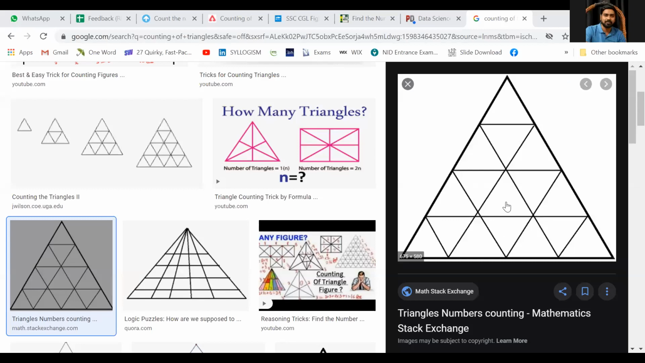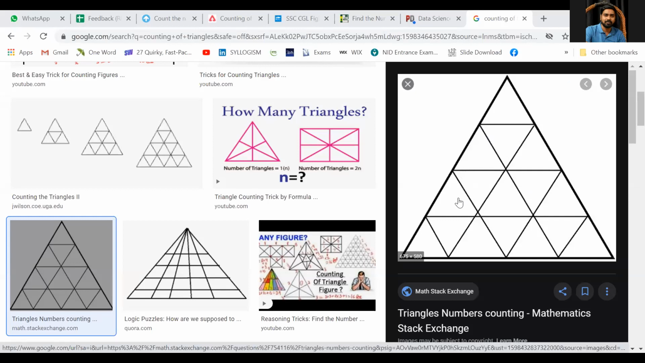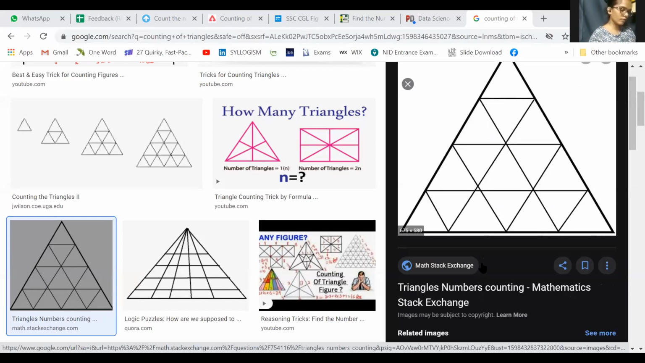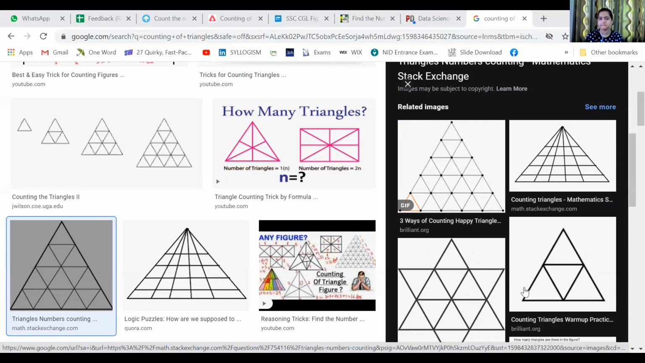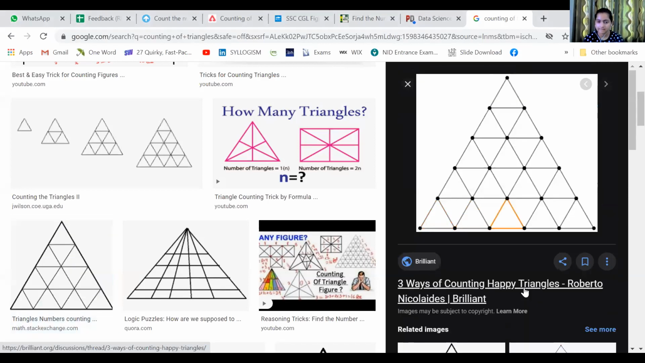Okay. Can you see this triangle? How many lines are there now? 1, 2, 3, 4. The number of lines is even. So you can find it. 27.